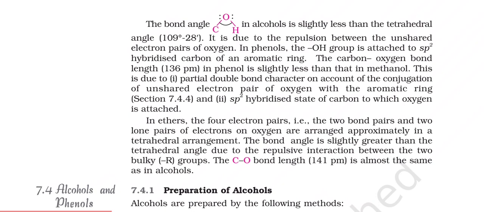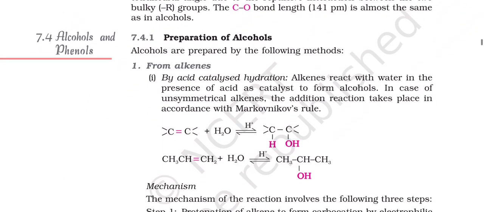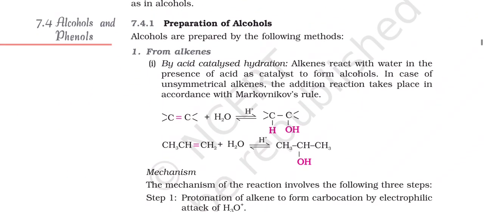In ethers, the four electron pairs, the two bond pairs and two lone pairs of electrons on oxygen, are arranged approximately in a tetrahedral arrangement. The bond angle is slightly greater than the tetrahedral angle due to the repulsive interaction between the two bulky groups. The C-O bond length, 141 pm, is almost the same as in alcohols.